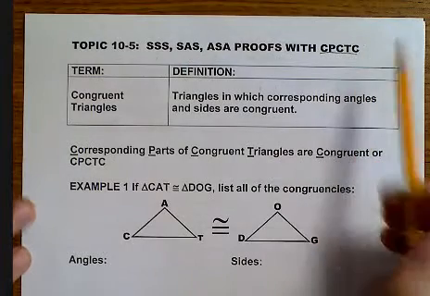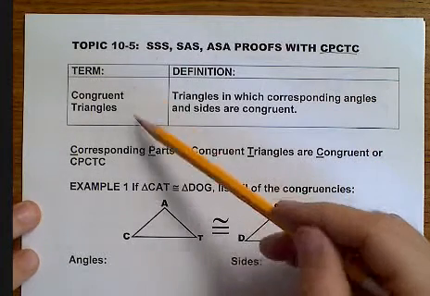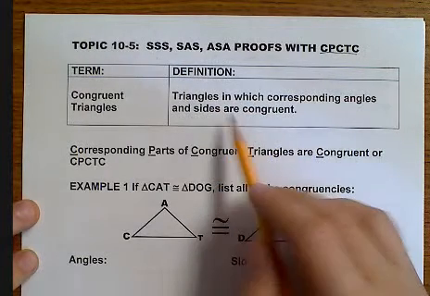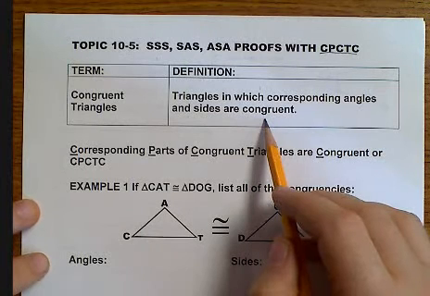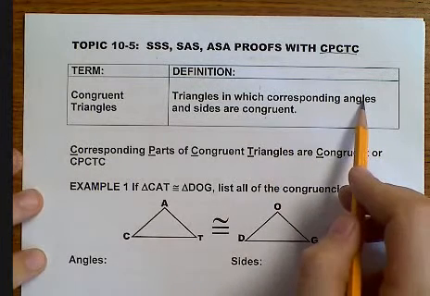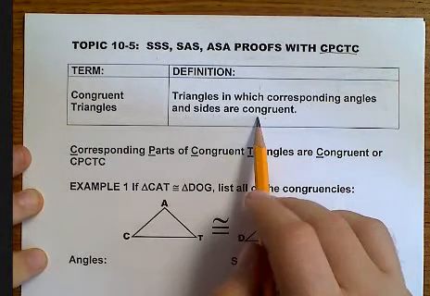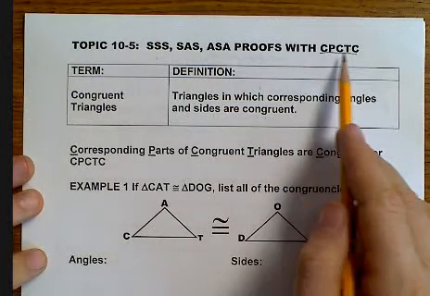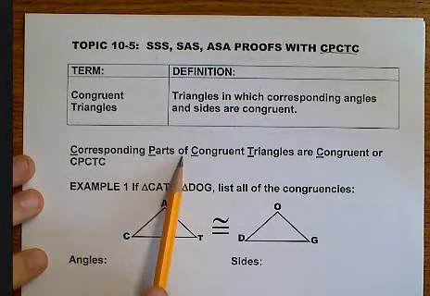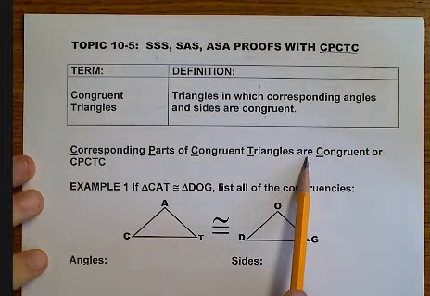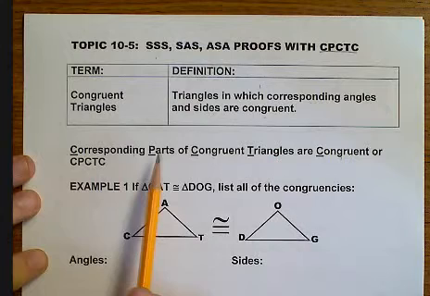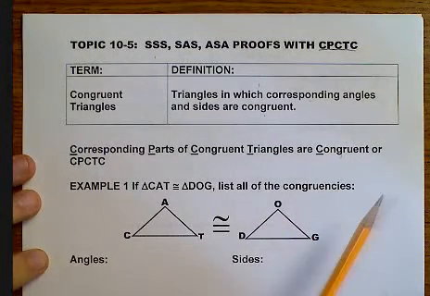So first let's review. Congruent triangles. These are triangles in which the corresponding angles and sides are congruent. So, if I can prove that triangles are congruent, then that means all the corresponding angles and all the corresponding sides are congruent. Now, CPCTC actually stands for this. Corresponding parts of congruent triangles are congruent. Now, that's a mouthful. So instead of saying corresponding parts of congruent triangles are congruent, we just say CPCTC.